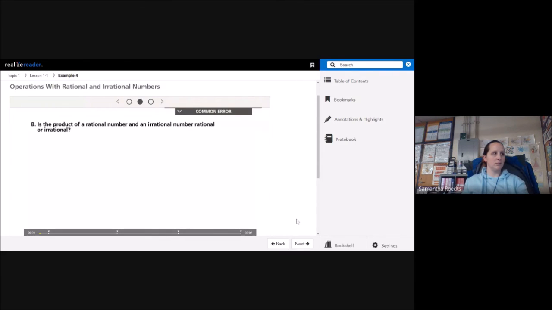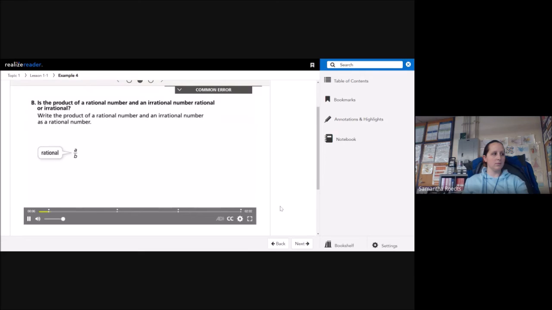Is the product of a rational number and an irrational number rational or irrational? Write the product of a rational number and an irrational number as a rational number. By definition of a rational number, a, b, p, and q are integers, with b and q not equal to 0. Solve the equation for c.